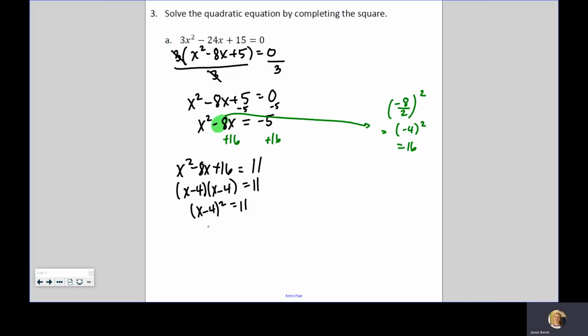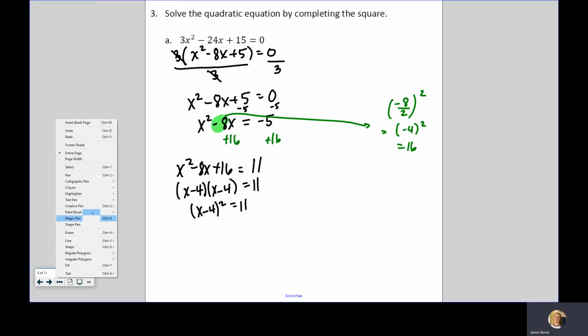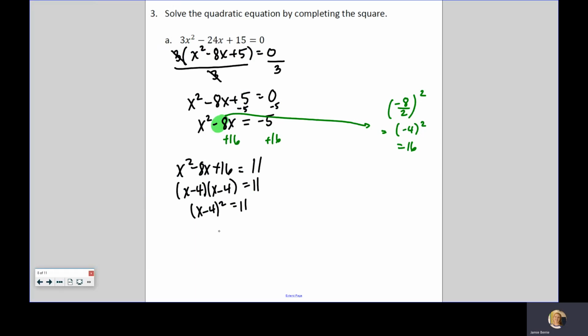Now I can use the square root method to finish solving this. All right, so remember my square root method looks like this. If a squared is equal to c, that implies that a must be equal to plus or minus the square root of c. Right, so that means a is getting replaced by x minus 4, c gets replaced by 11. 11 is a prime number. It does not have any factors that are perfect squares.